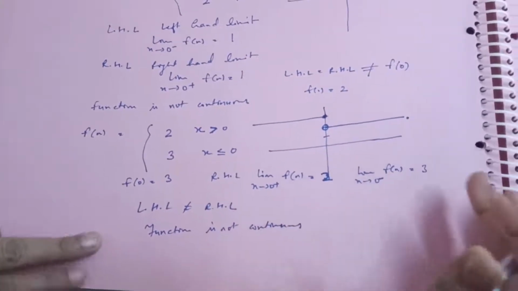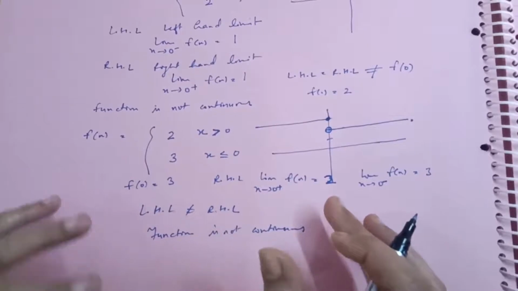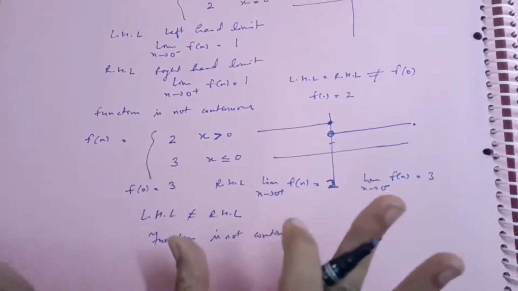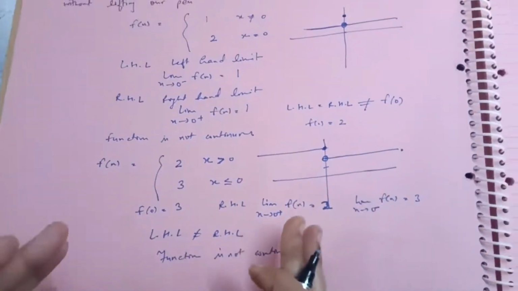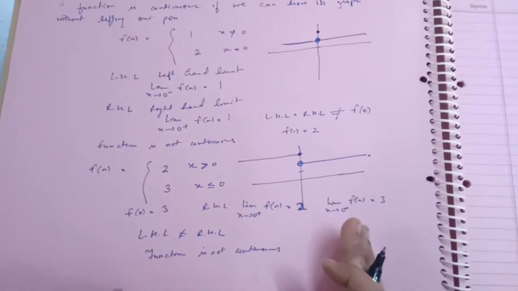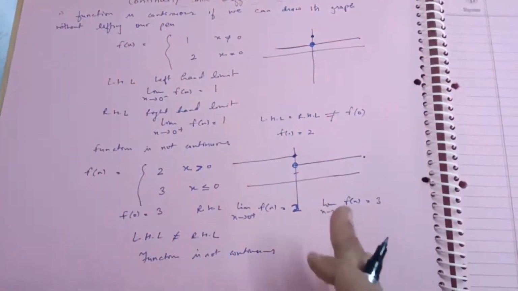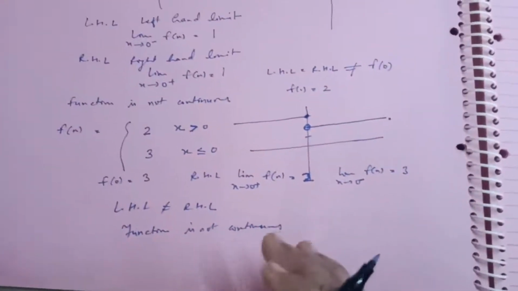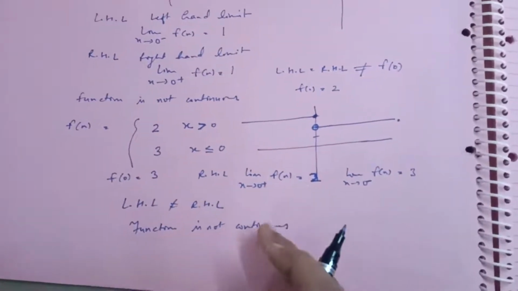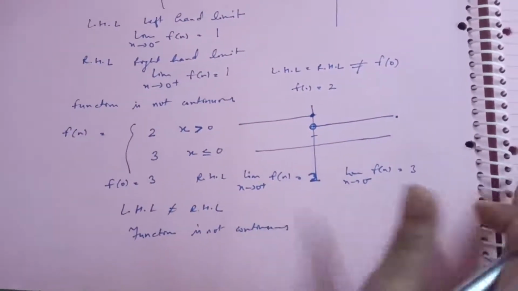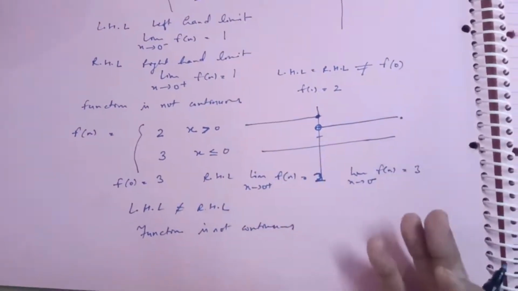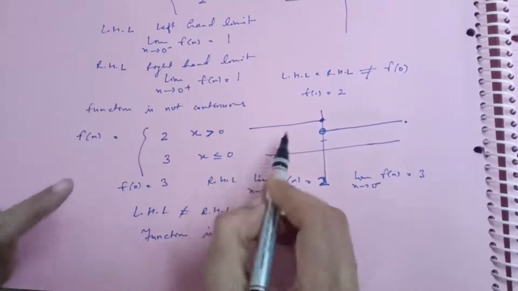Means what I said, to be a continuous function, what three conditions should be there? Left hand limit must be equal to right hand limit, must be equal to the function's value at that point. All three conditions should be satisfied. Then we say that function is continuous. So we come to a formal definition of this one. I hope you might have understood this one.